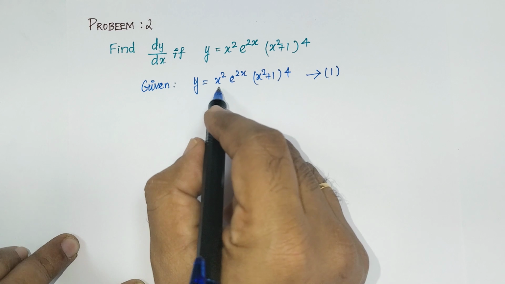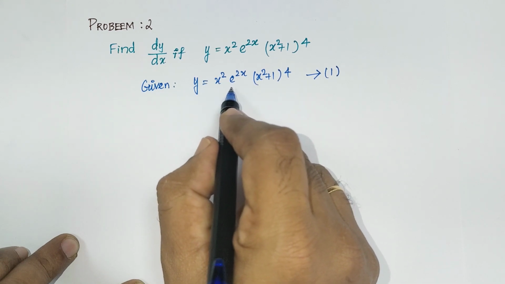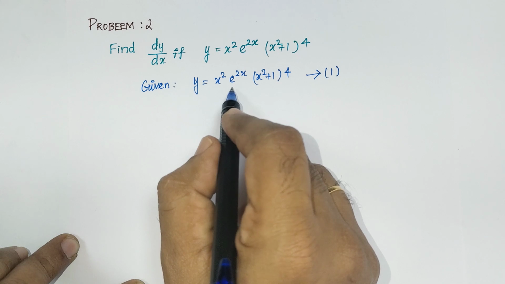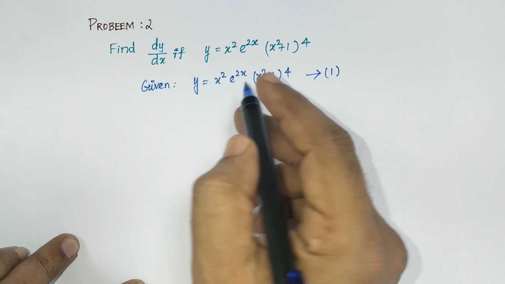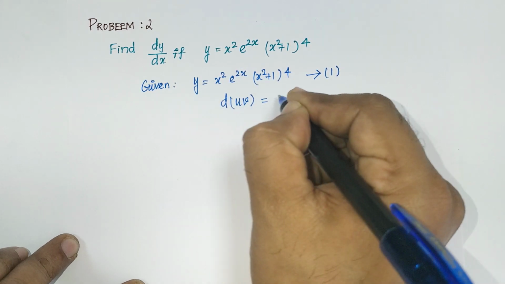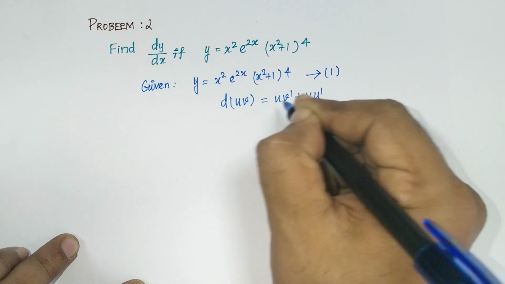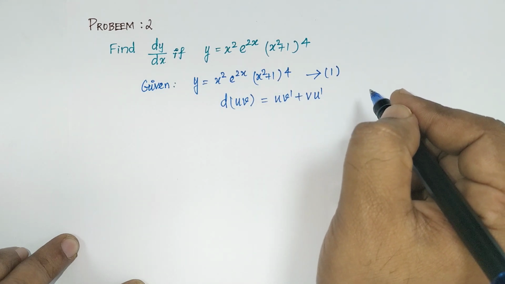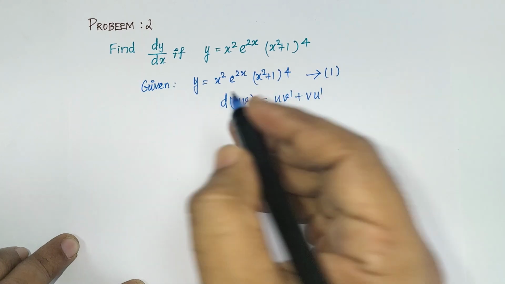See here, all the terms are in product, and all the terms have x. We cannot differentiate directly. Here we have to apply the product rule. Product rule means, as you already know, differentiation of uv equals u into v dash plus v into u dash. If you are comfortable, you can take it so. This is the procedure for two variables. Here you will have three variables.